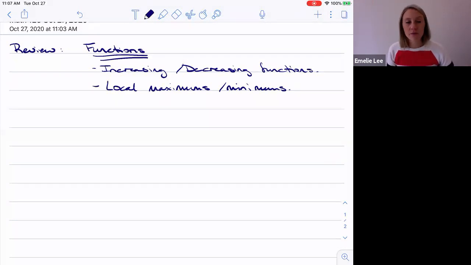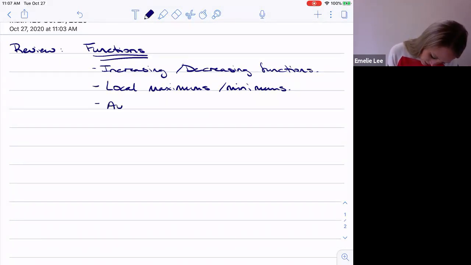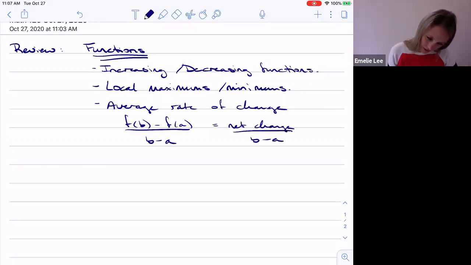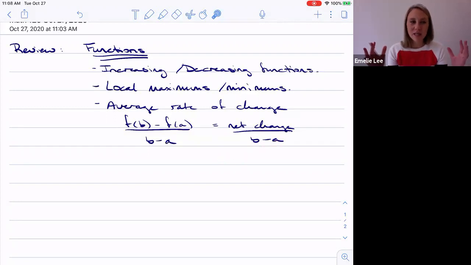We talked about the average rate of change of a function, which we said was f of b minus f of a over b minus a, right? Which is actually also the net change over b minus a. Right, we've already seen the net change in earlier sections, so I think it was even in 2.1, right? So the net change is f of b minus f of a, and then if we take into account how much of the x-axis we've taken up, then we've got the average rate of change, right?